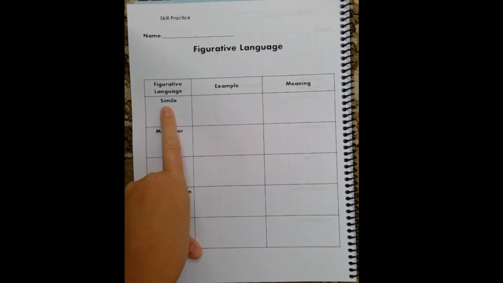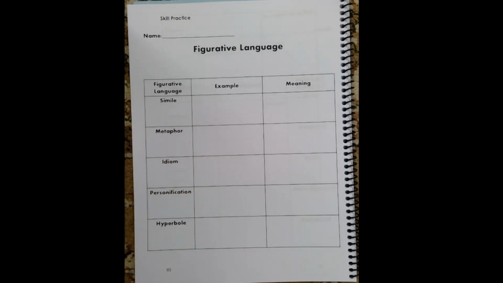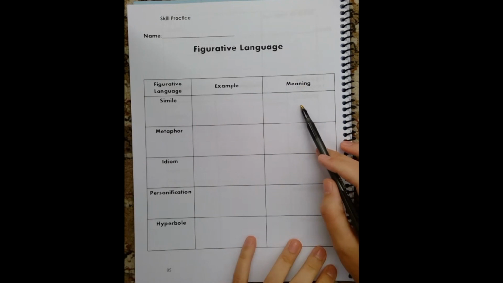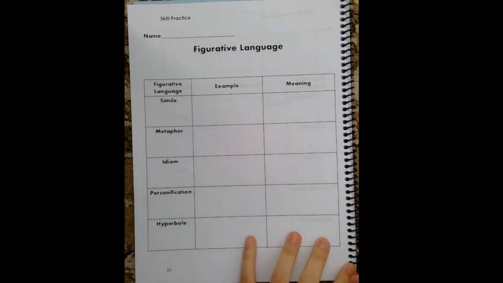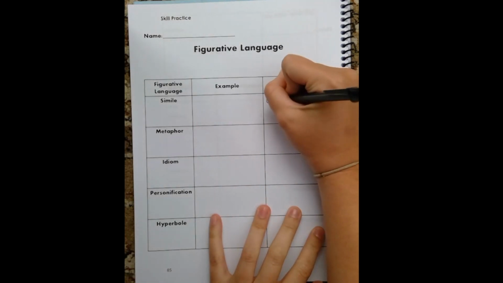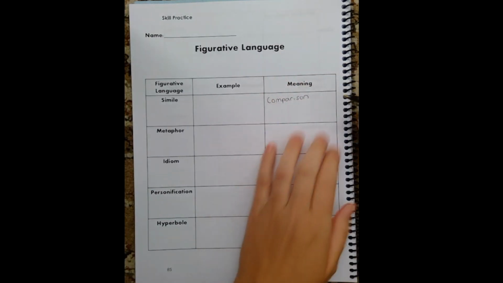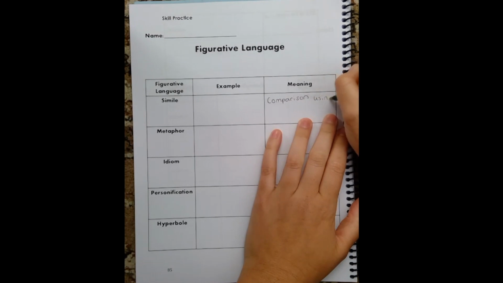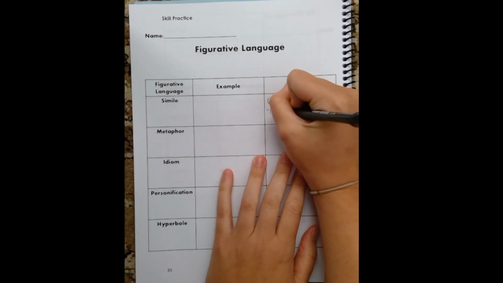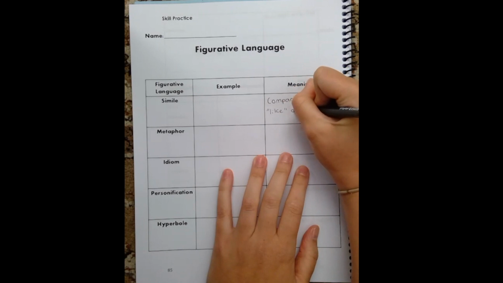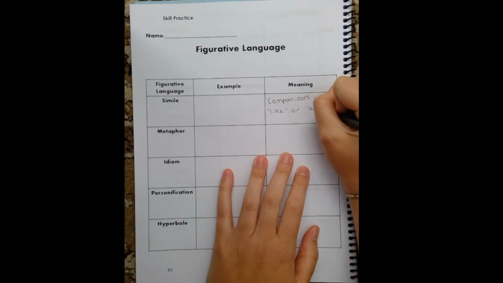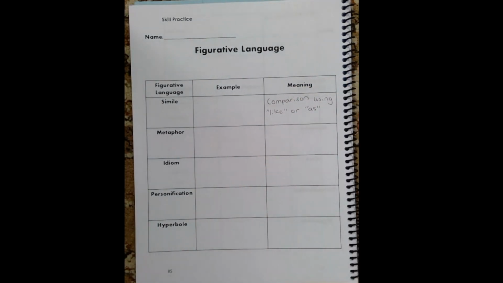So the first one is simile, and maybe you can just think in your brain right now, okay, what did Miss Wilger say a simile was last week? And then we're going to go ahead and write the definition over here by meaning first. So a simile is a comparison using the word like or the word as.